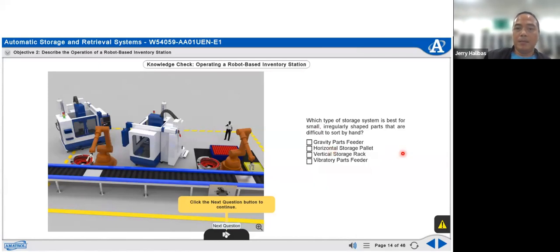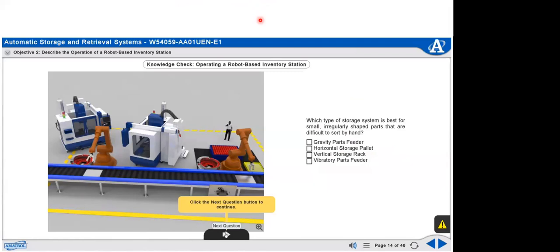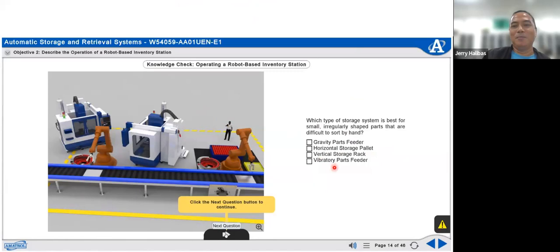Will it be gravity parts feeder, horizontal storage pallet? The shape is irregular. Vibratory parts feeder. Okay, very good. If it is a regular shape, like rice milling, corn milling, uniform, so yes, it's a vibratory parts feeder. Very good.